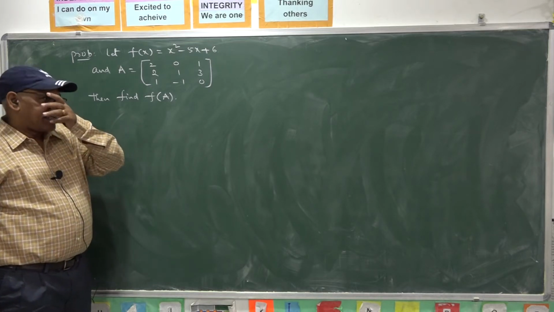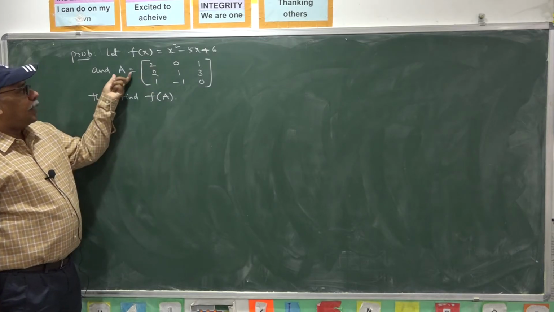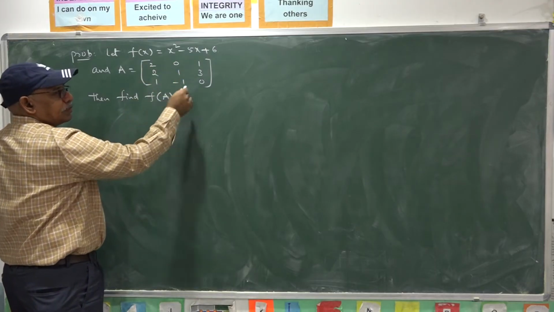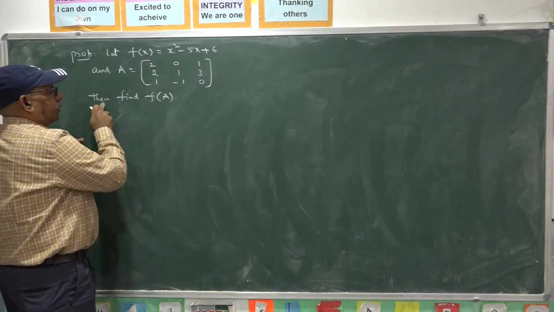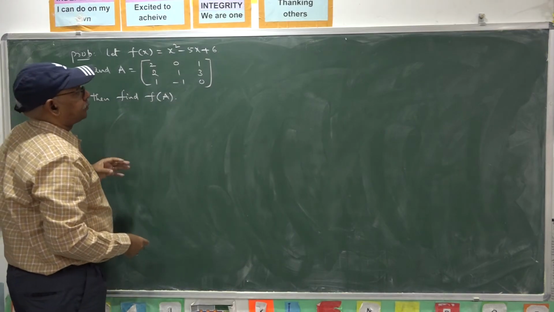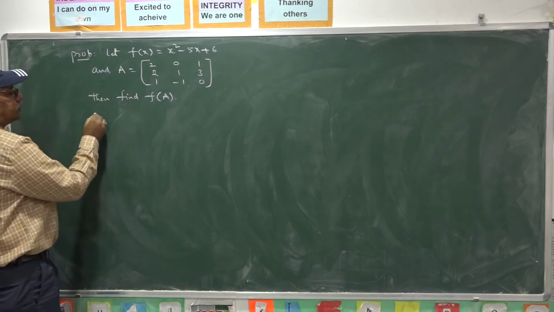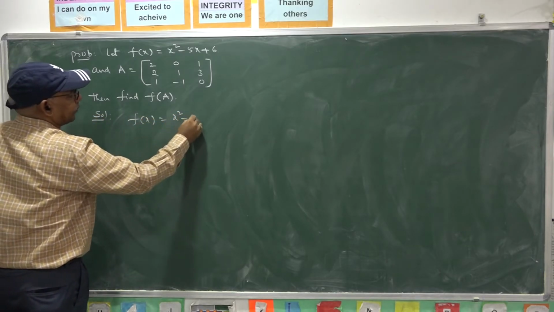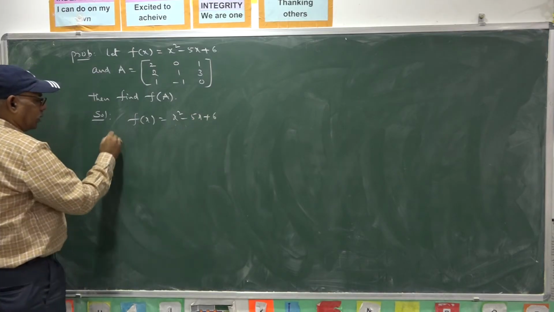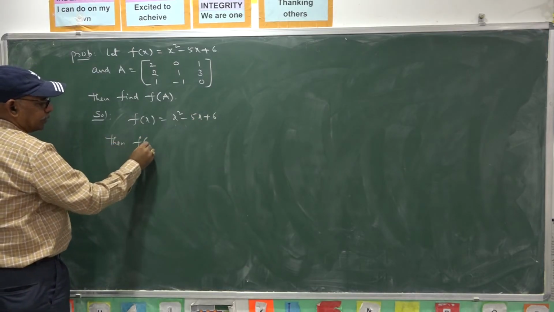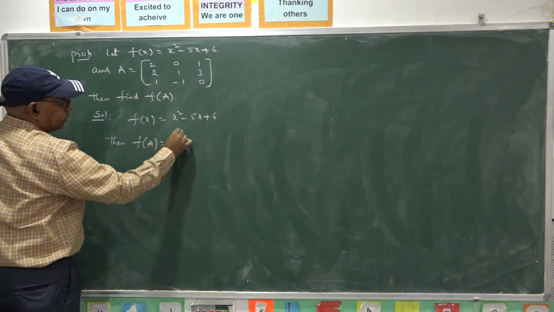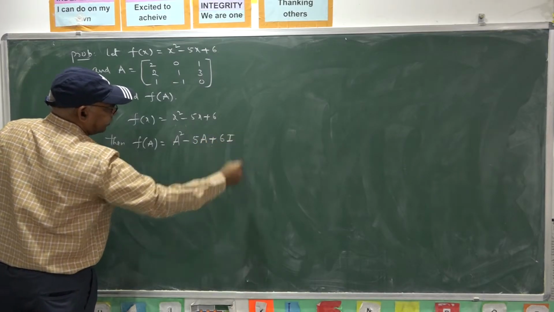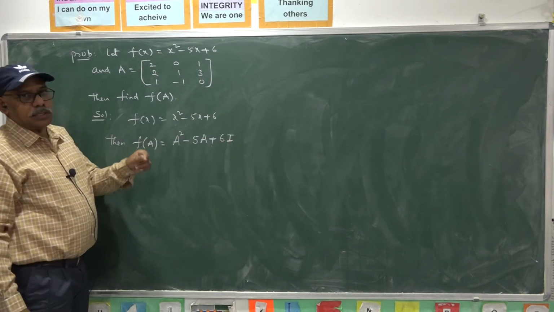If f(x) equals x square minus 5x plus 6 and the given matrix A is a 3 by 3 ordered matrix 2, 0, 1, 2, 1, 3, 1, minus 1, 0, then find f of A. Here f of A means replacing x with A, we get A square minus 5A plus 6 into I.